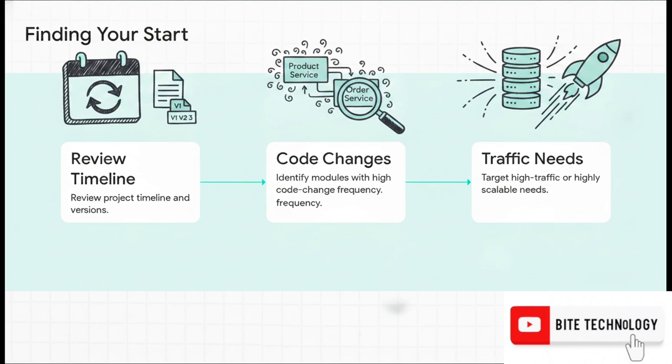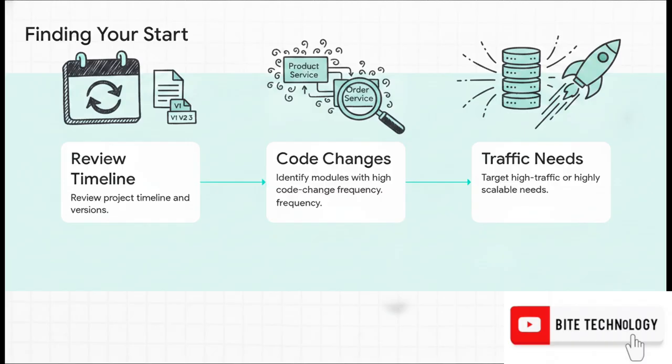To find the absolute best starting point, we need a tactical playbook. Step 1, review your project timeline and your versions. Look back at your version history and ask yourself, why were these versions created? Where were the most changes actually contributed? Step 2 helps you answer that. Identify the modules with the highest code change frequency.